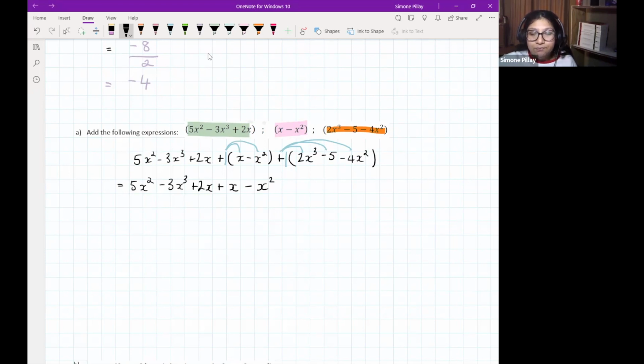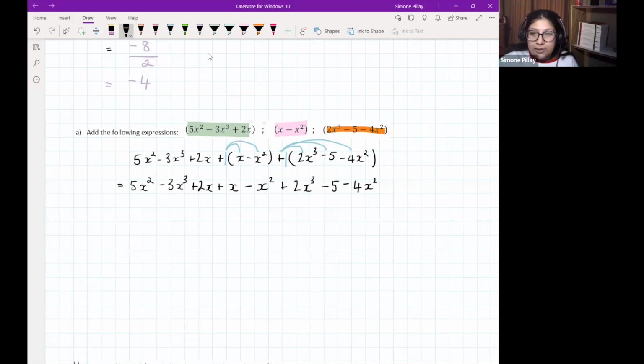Plus 1 times 3 is 3, which is gonna be 3. 2 x cubed minus 1, minus 5 plus, which is gonna be minus 4 because it's negative times a positive. It's x cubed squared. Squared. Okay, so that was nicely done.